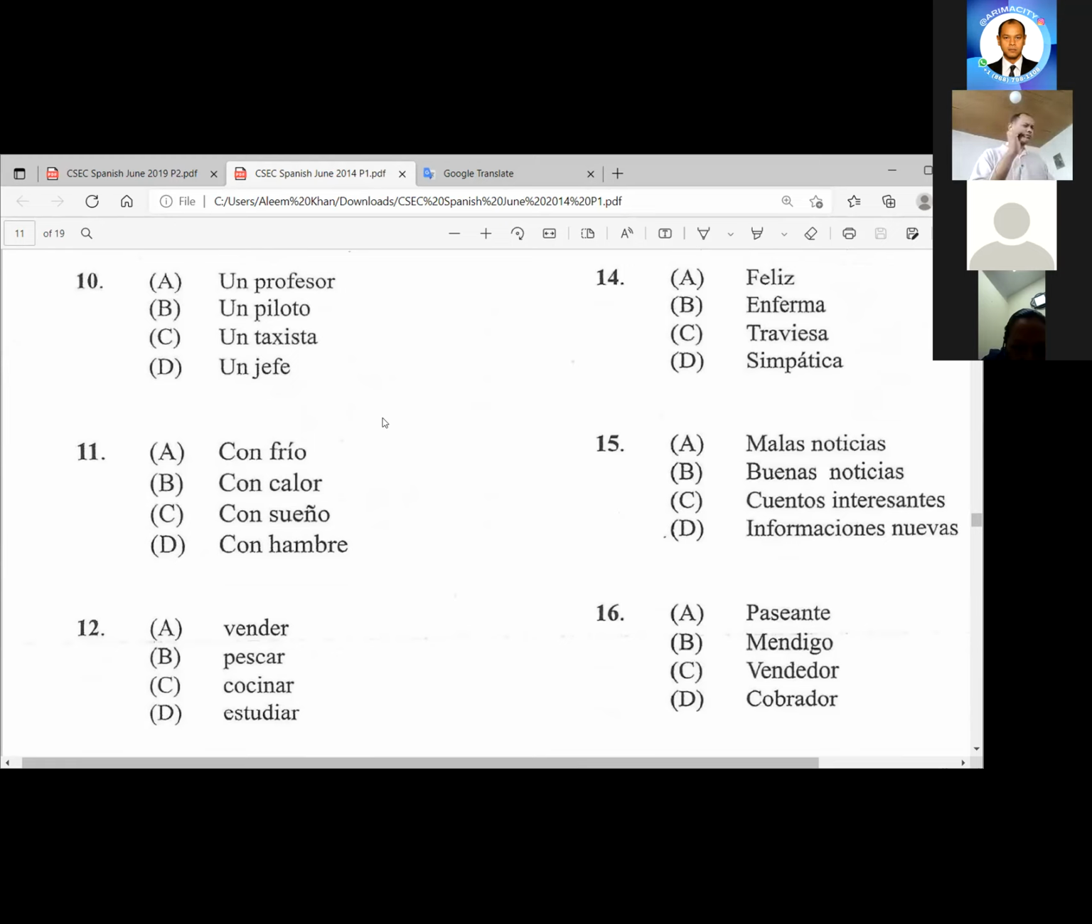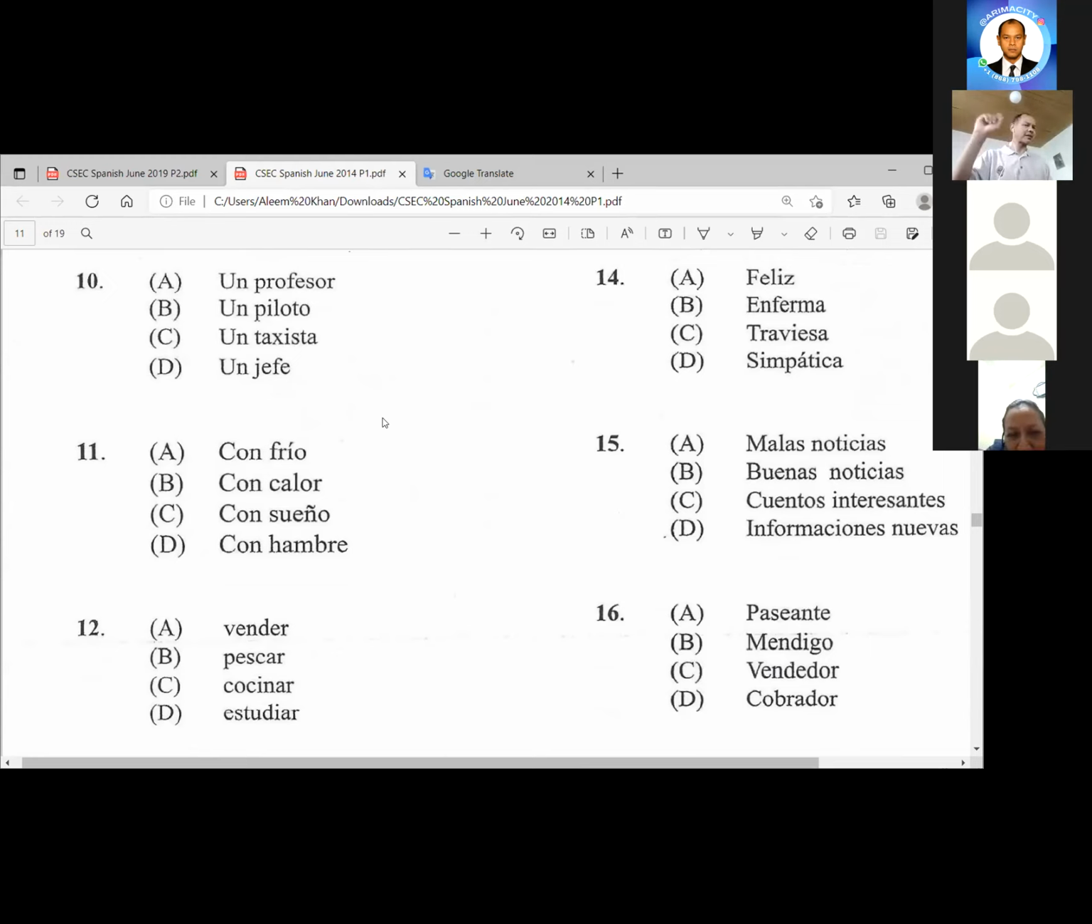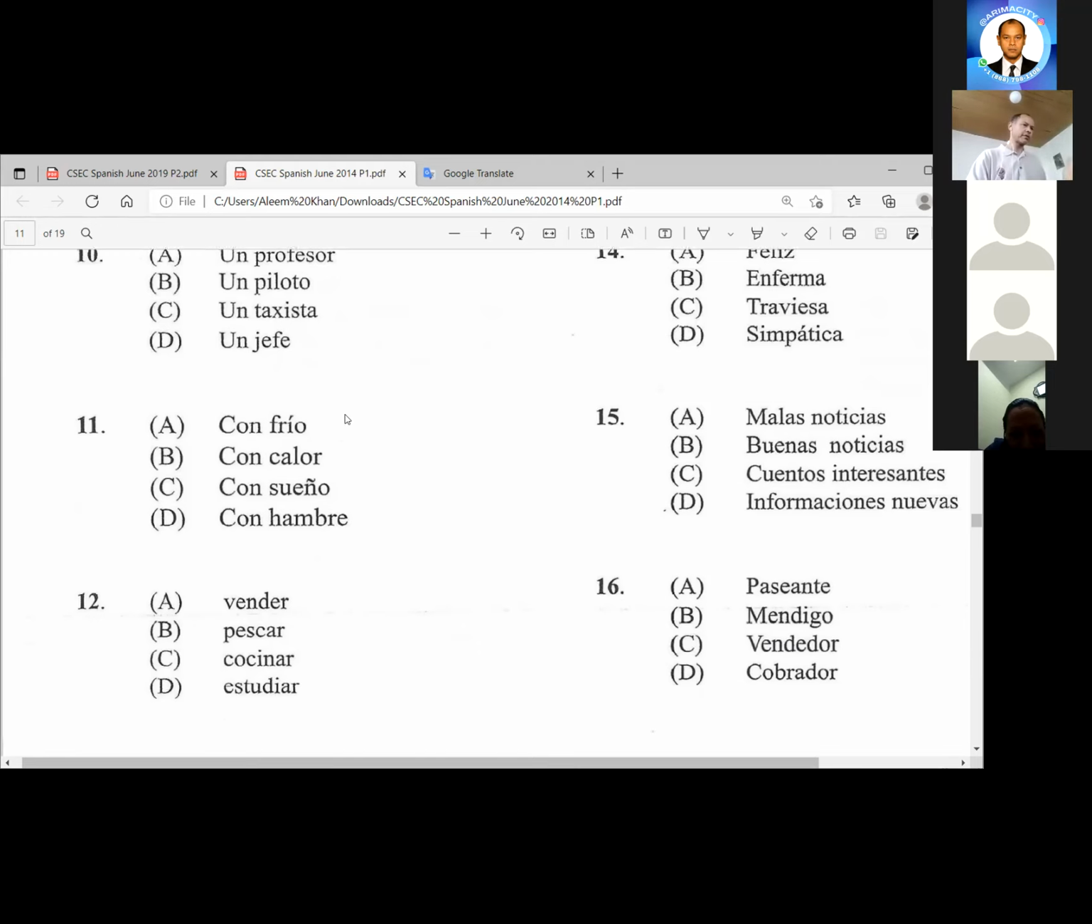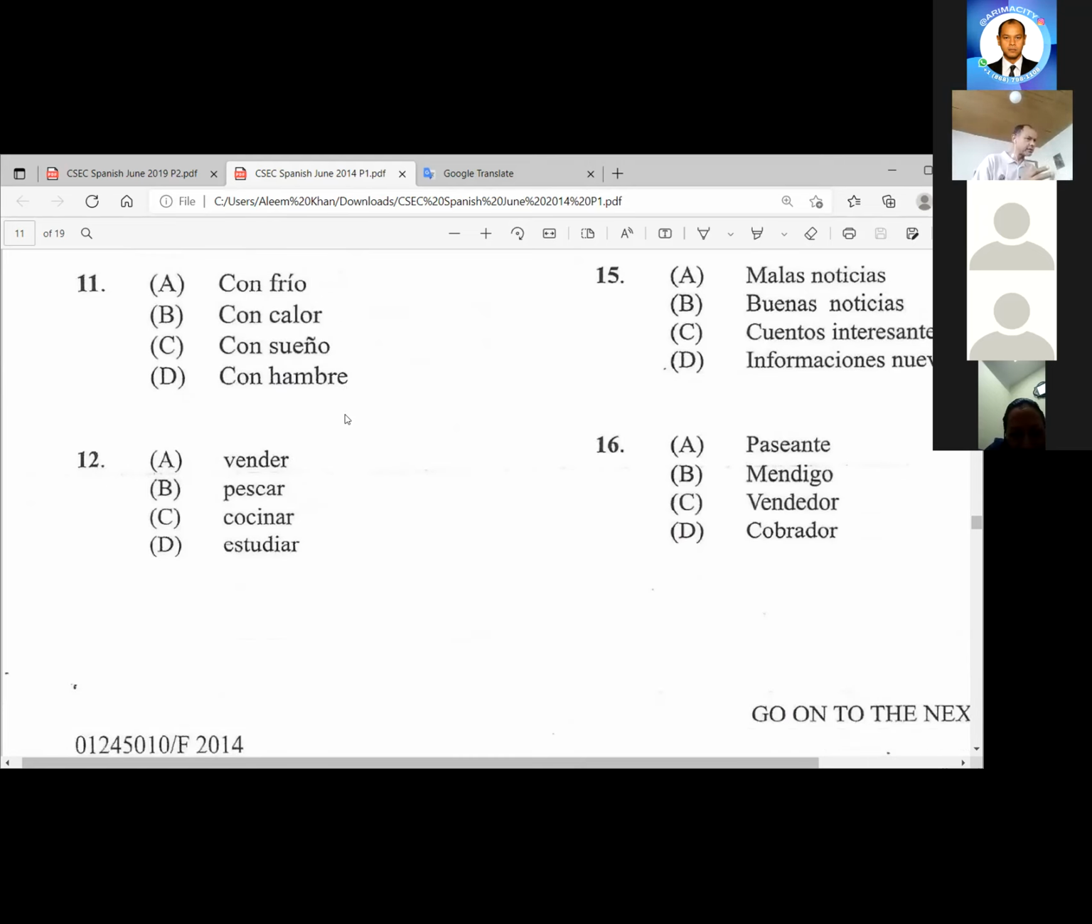El señor está poniendo notas en la pizarra. ¿Qué hace esta persona? Catherine. Profe, no escuché porque se me cayó el wifi. Ok, ningún problema. ¿Me puede repetir? El señor está escribiendo en la pizarra. ¿Qué hace el señor? Un profesor. Un profesor, perfecto. Okay, number 11. Número 11.